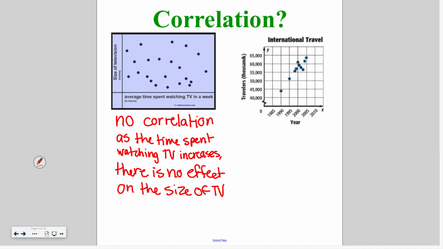So you want to say what's happening to x. Remember, in every case, x is increasing. And then say what happens to the y as a result. There's no effect on the size of television.